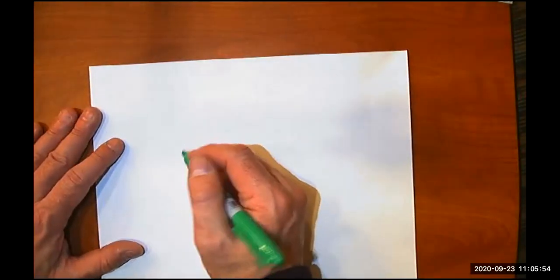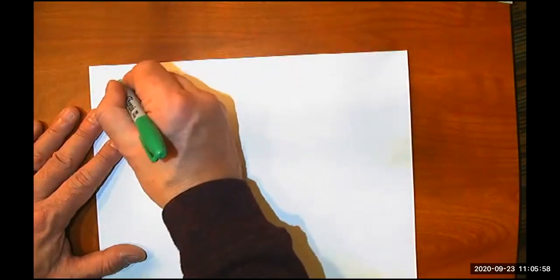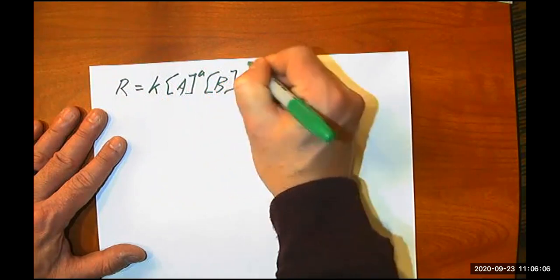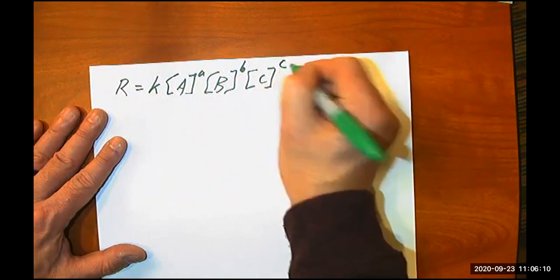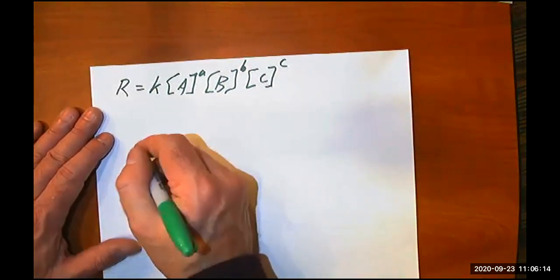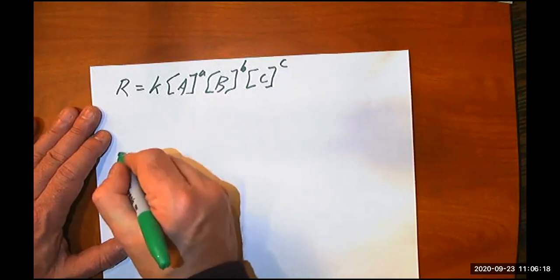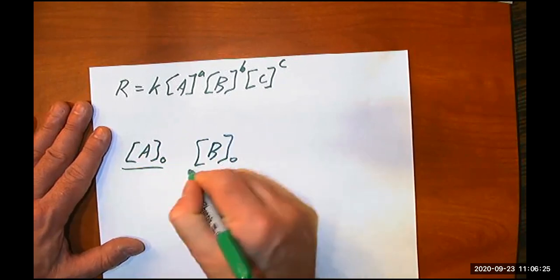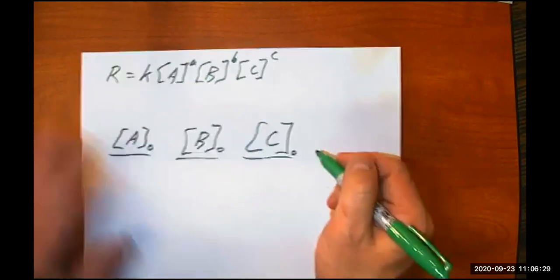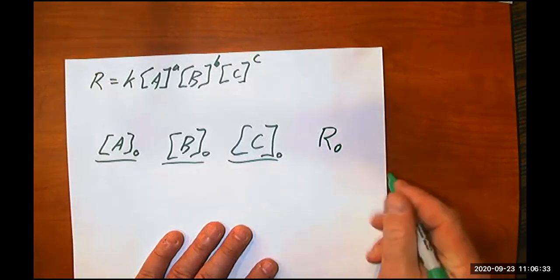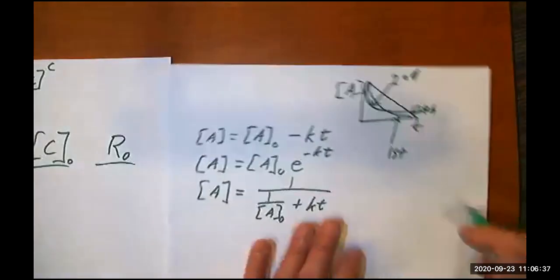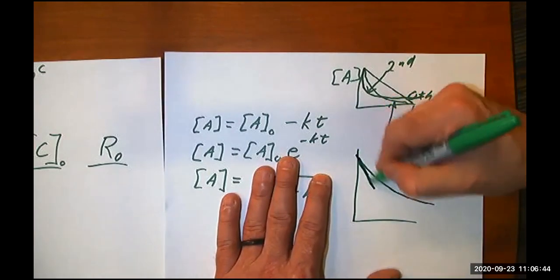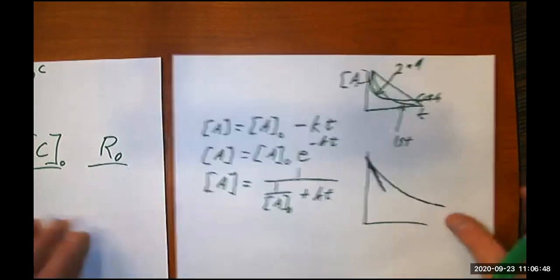Okay, so the idea of the method of initial rates is that we have some kind of reaction where the rate is going to be k times the concentration of A to some power, concentration of B to some power, and concentration of C to some power. We start the reaction with an initial concentration of A, B, and C, and a measured initial rate. That means if we plot concentration of A as a function of time, we take the slope, the tangent, right at that very first point.